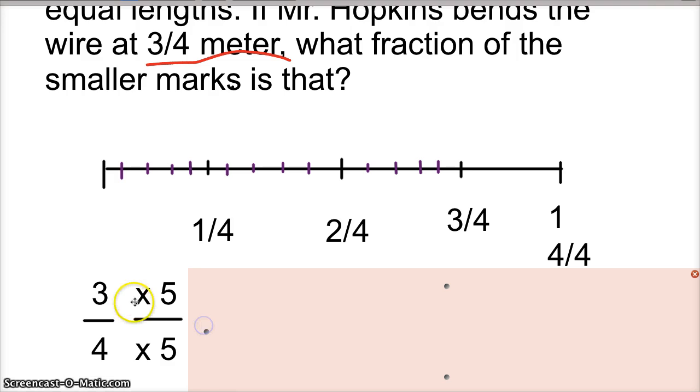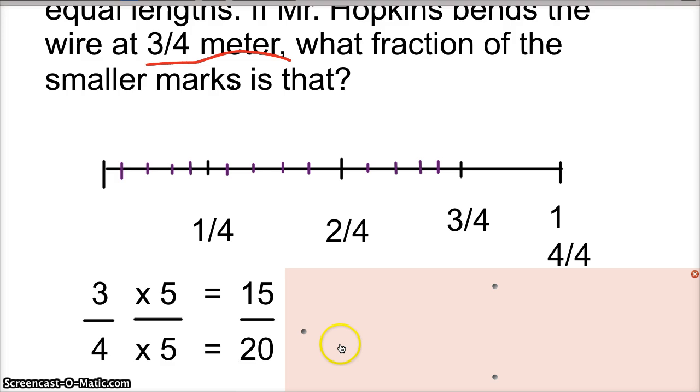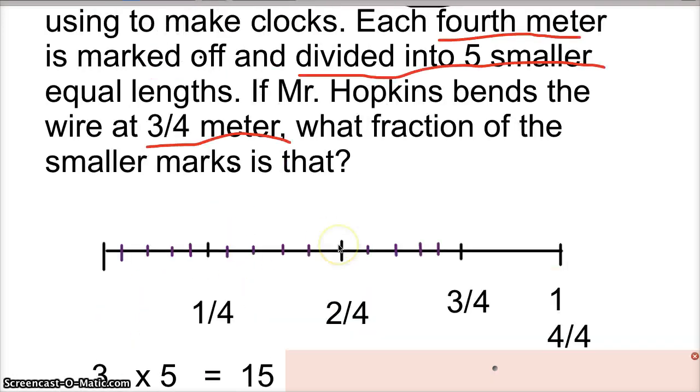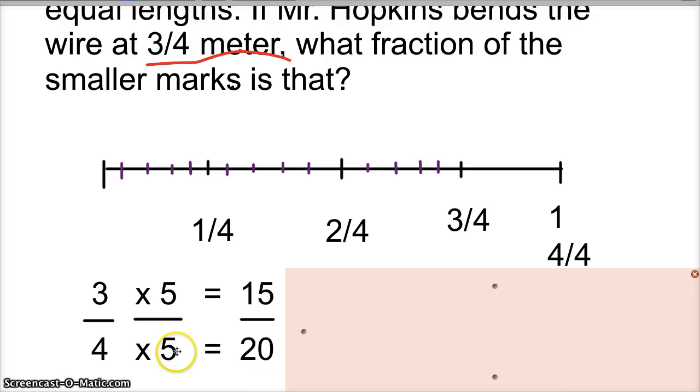So I'm multiplying it by 5 because fractions, when I divide it, I'm splitting it. So I just want to split this number 5 more times. Basically, all I'm looking for is an equivalent fraction. And so 3 times 5 equals 15, 4 times 5 equals 20. So I could solve that with just numbers and not even have to draw a picture. Okay, that's all.